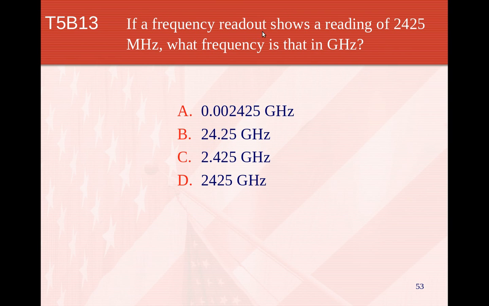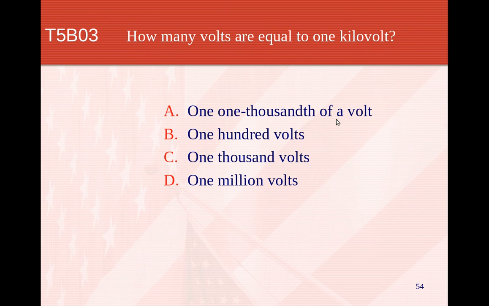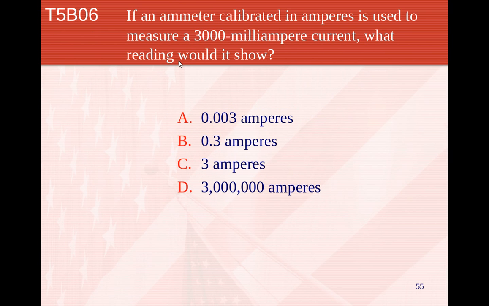Frequency readout is showing 2425 megahertz. What's the frequency in gigahertz? Remember, 3 over from the left, 2.425 gigahertz. How many volts are equal to 1 kilovolt? 1000 volts. An ammeter calibrated in amperes measures 3000 milliamps. What reading would it show? So if we went from milliamps to amps, 1, 2, 3, that'd be 3 amps.